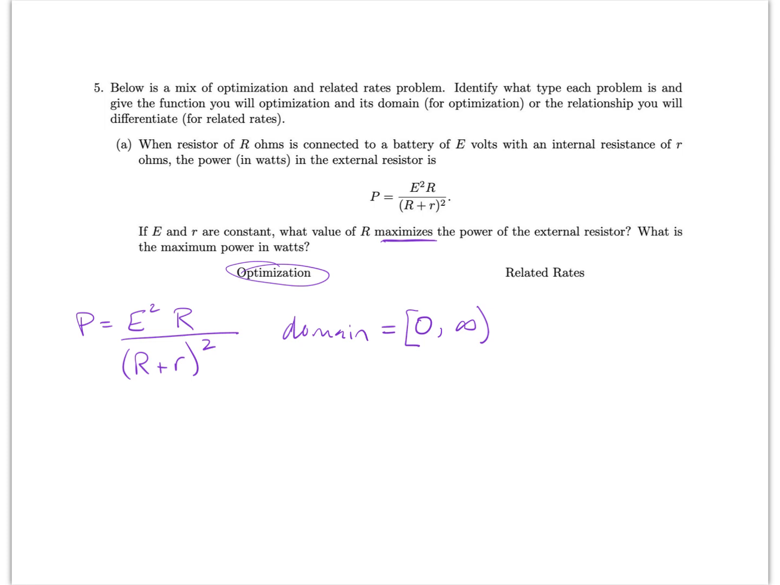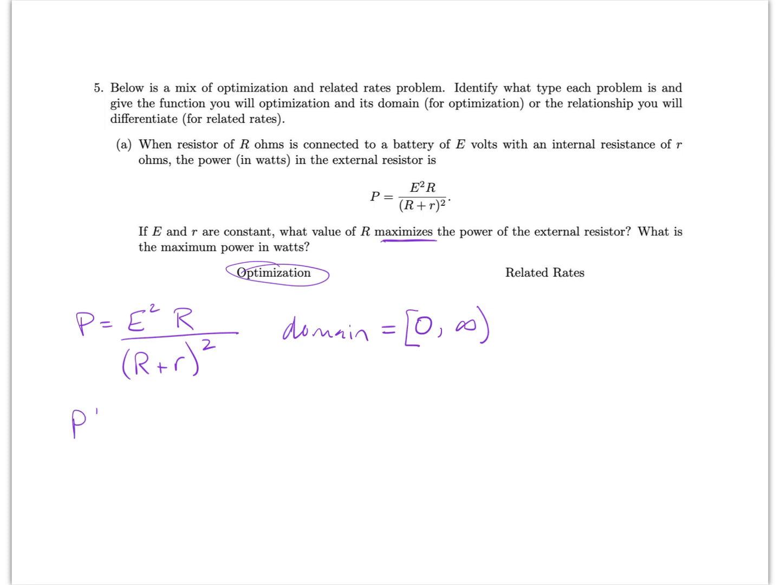The very last question in this activity is to come back and solve each of these optimization and related rates problems. So I'm just going to go ahead and solve this now before we move on to the next one. If I want to optimize a function, I take its derivative and set it equal to 0.